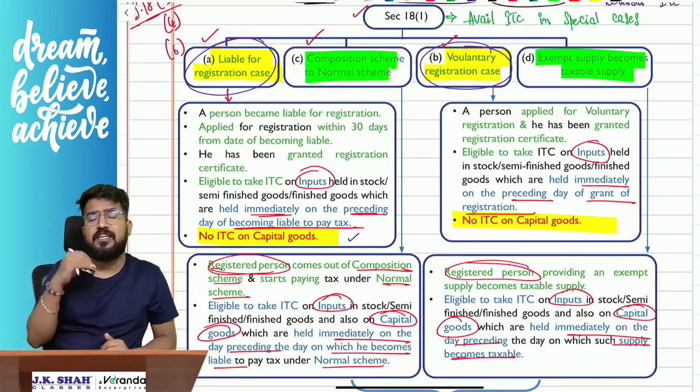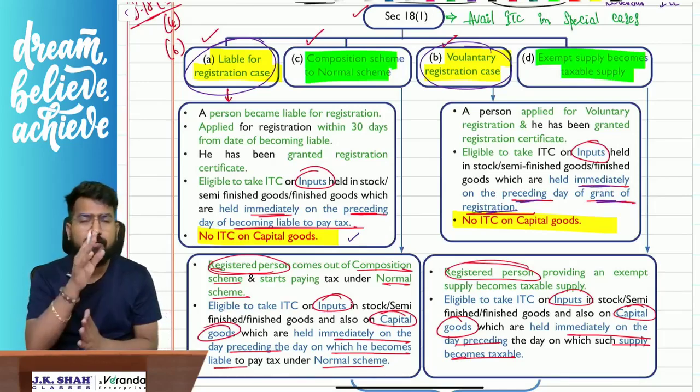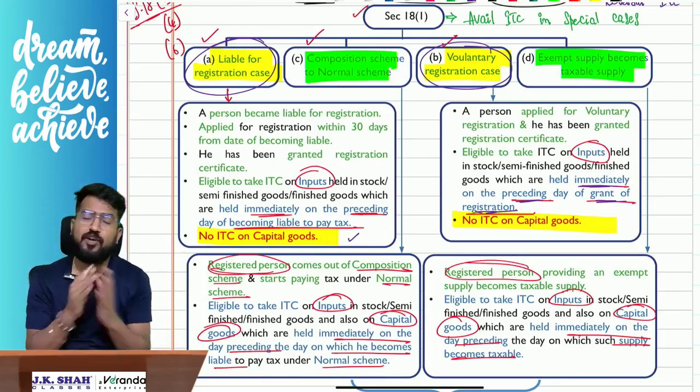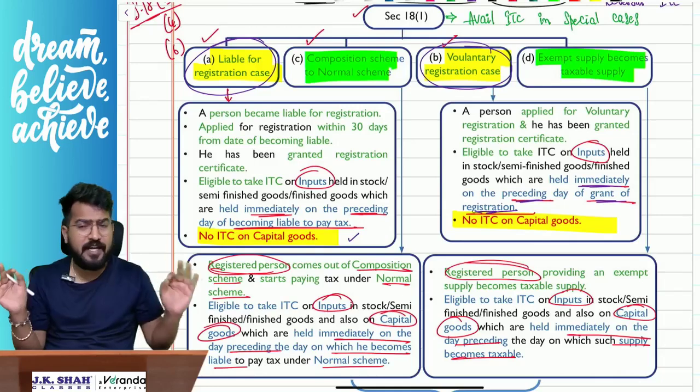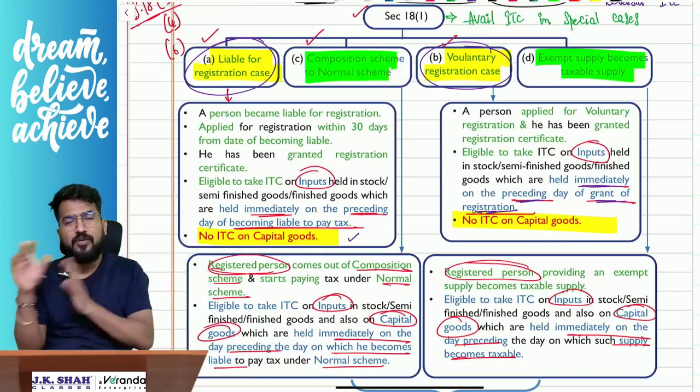Voluntary registration: the date of grant of registration certificate, the immediately preceding day of the date of grant of registration certificate. On that date, whatever inputs are there with you, maybe in stock or work in progress or finished goods, on that we will give you ITC. That is clause A and B. So A and B, one set over. Coming to clause C and D.